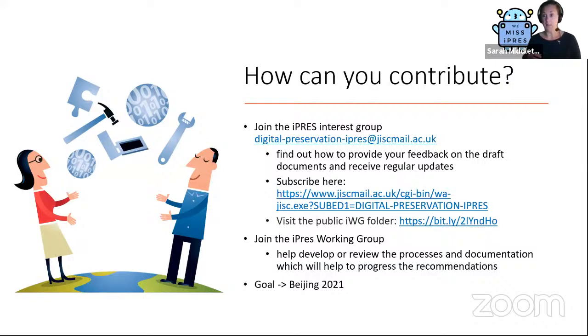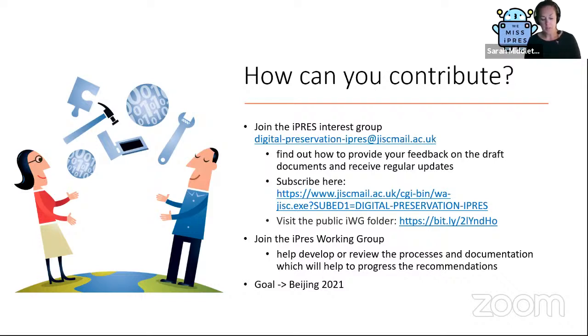And you can also get more involved if you wish, and we'd like you to, please. So we'd like you to join the iPRES working group itself and help develop or review the processes and documentation which will help to progress these recommendations. The action plan for progressing the recommendations will likely see 5 subgroups, each working on one of the action areas, and these groups will convene and work collaboratively to develop the processes and documentation required before passing back out to reviewers and back out to the community for review, comment, acceptance, etc.